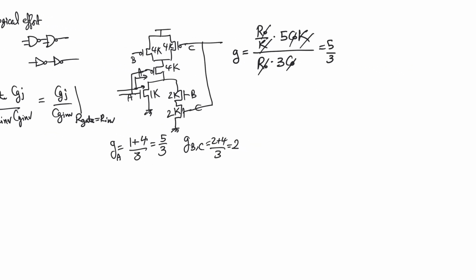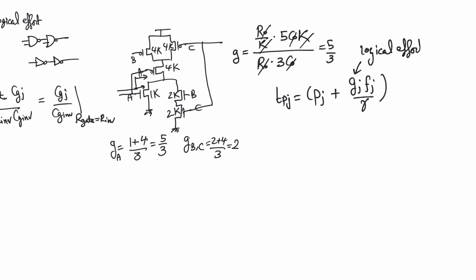Now, when we look at the delay equation for the gate, t_pj, it's now P_j plus G_j times F_j over gamma. Now, G is logical effort for stage j. F is sometimes called electrical effort and sometimes called fanout for stage j. And P is the parasitic delay or intrinsic delay of stage j. When we look at the corresponding inverter delay equation, it's 1 plus F_j over gamma, which tells us that P and G for the inverter are both equal to 1.